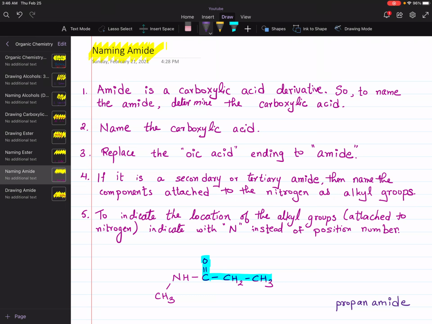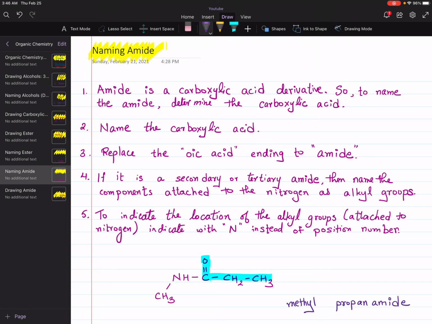The next thing that we see in the molecule is we have the CH3 attached to the nitrogen. Now, CH3 is a methyl group, so we will have the word methyl in front. Right, so it's a methyl propanamide.